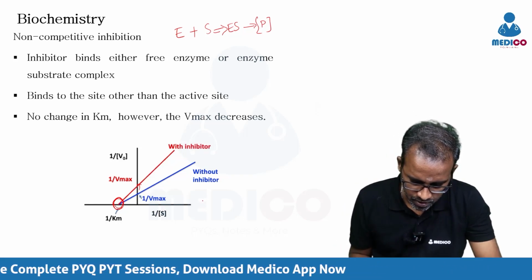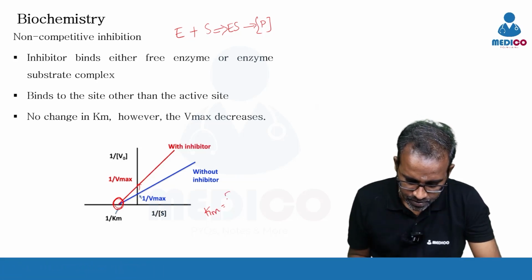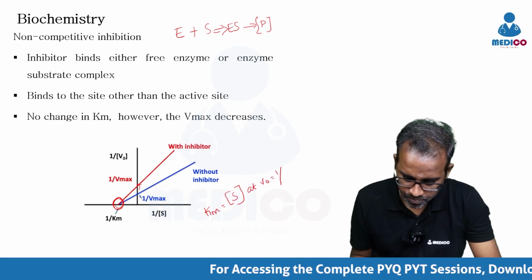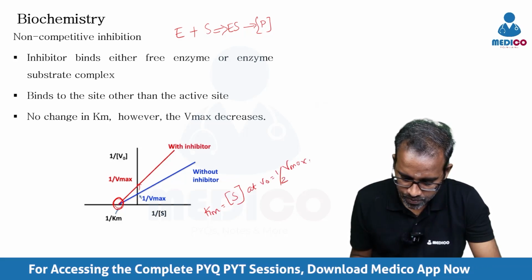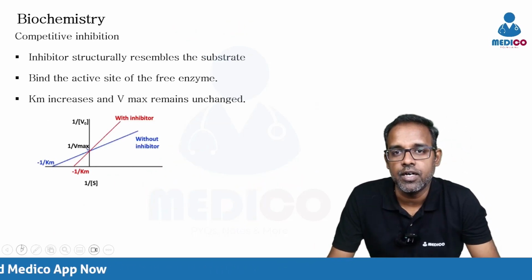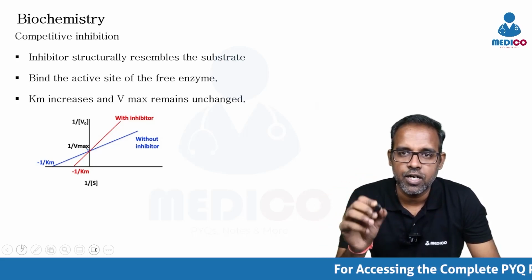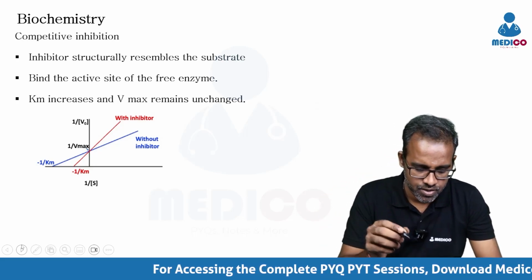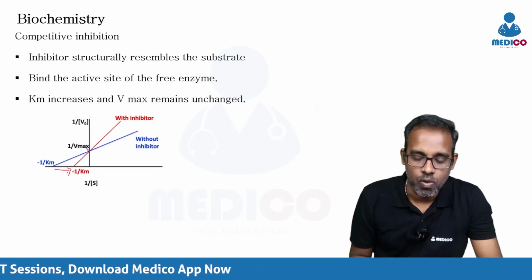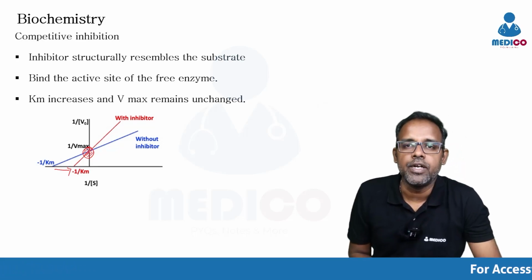So what is Km? Km is nothing but Michaelis constant. Michaelis constant is nothing but the substrate concentration at which the velocity is half the maximum. So that's Km. So what happens in competitive inhibition? In competitive inhibition, the inhibitor structurally resembles a substrate. It's a structural analog. So it binds to the active site of the enzyme. So in this case, Km will increase. However, the Vmax will remain unchanged. There won't be any change in Vmax. So this is about competitive inhibition.